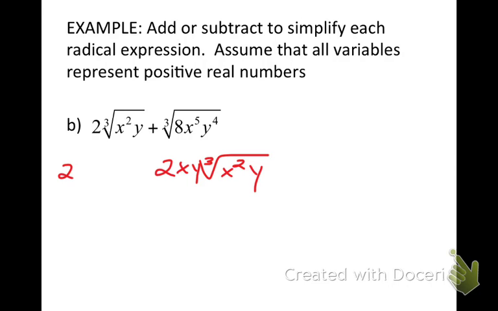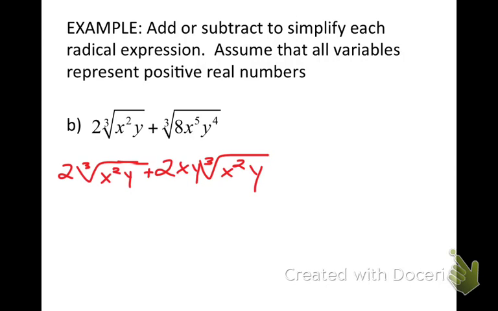So now, do I have like radicands? Yes. Now I have a cube root of x squared y, and here I have a cube root of x squared y. But here I have a 2, and here I'm adding 2xy. And I can't add those because they're not like terms.